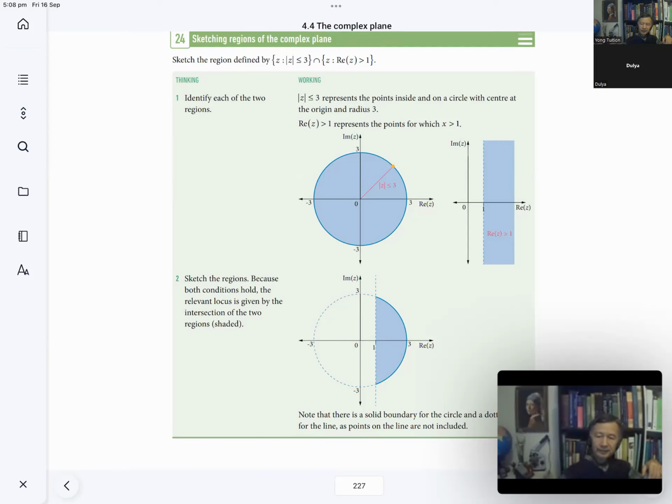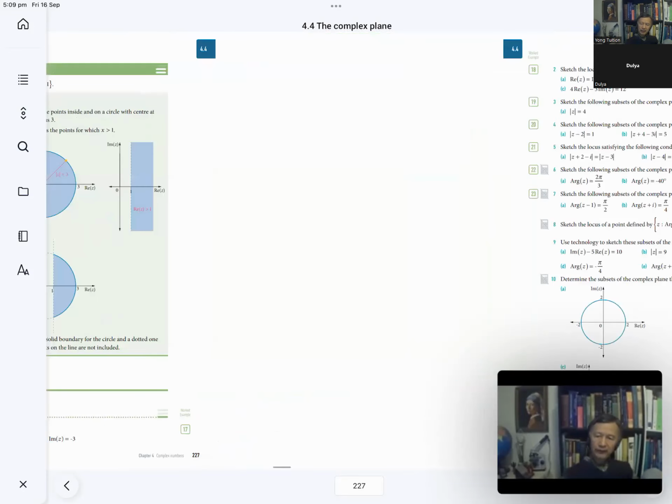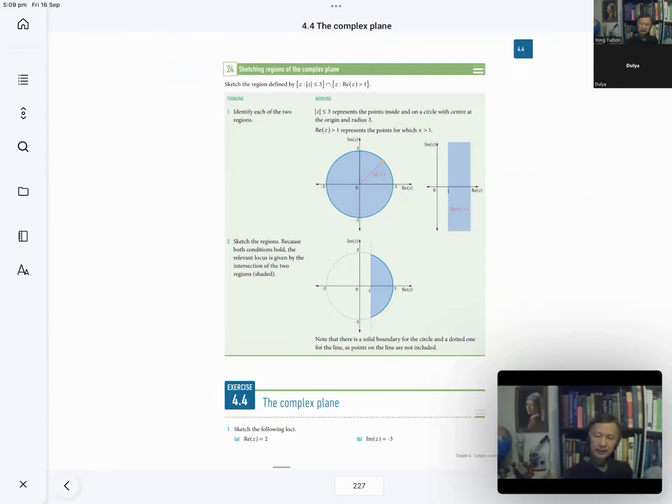So this third diagram is a combination of the two constraints. Number one, Z must be in this circle centered at the origin, right? Two, the real part must be larger than one. When you combine these two constraints, we end up with the third diagram. Okay. If you have any question, ask. If you understand, we can go to another exercise.